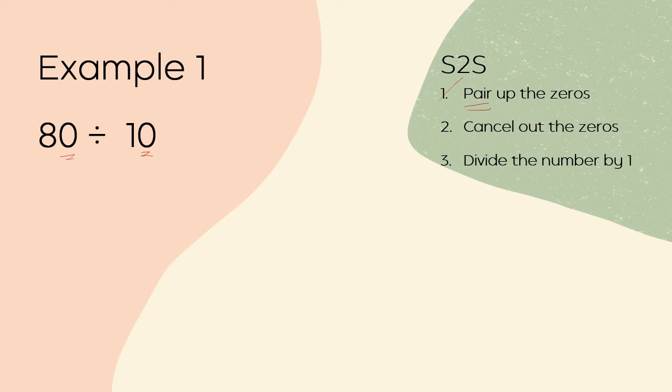Step 2, cancel out the zeros. You can only cancel out the zeros when they are paired. Okay, I will show more examples to you later on what it means by canceling out the zeros only when the zeros are paired. So we're going to cancel out the zeros. So 1 and 1, that's a pair of zeros. So that is step 2.